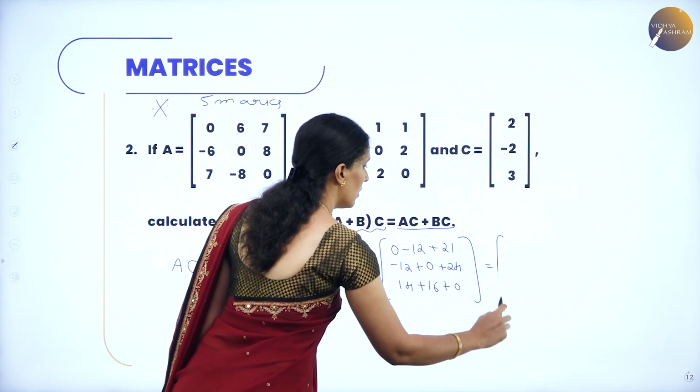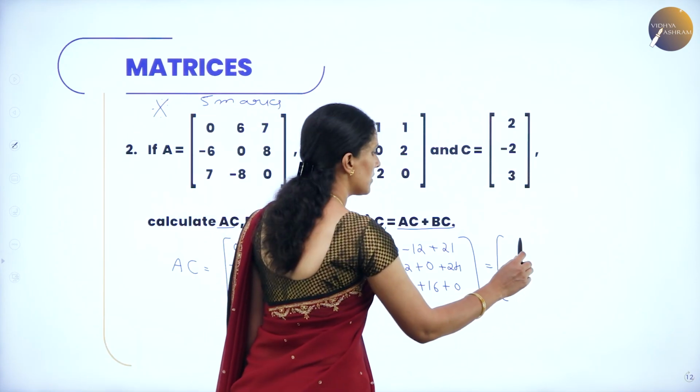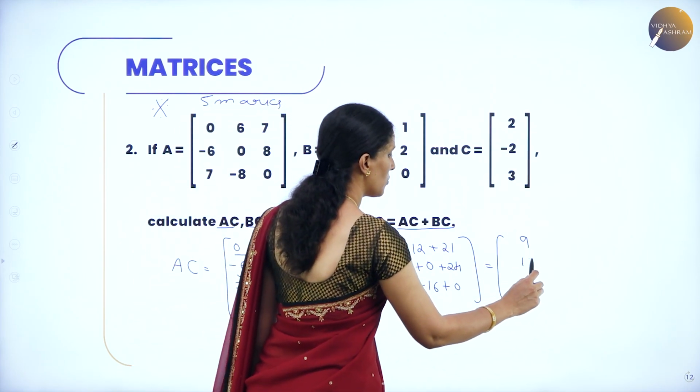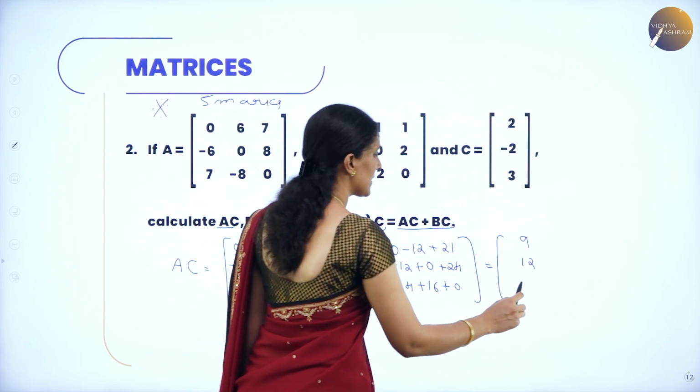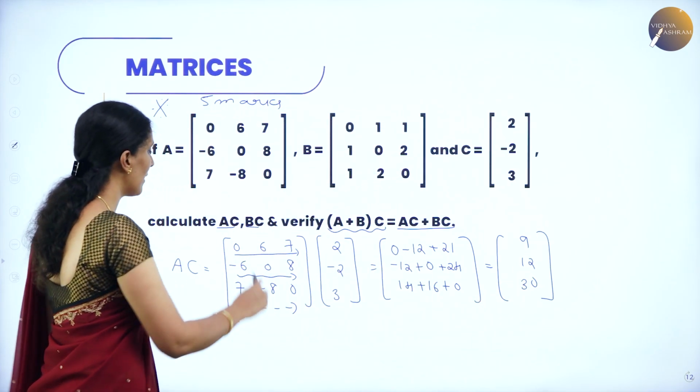Let's see. Let's solve it. Minus 12 plus 21. So this is 9. Next, 24 minus 12 is 12. 14 plus 16 is 30. So this is AC. So we have calculated AC.